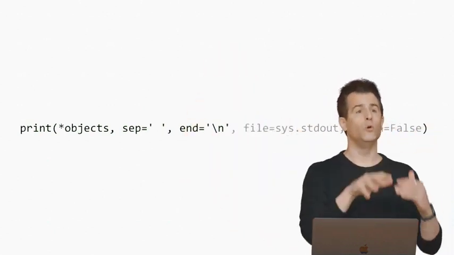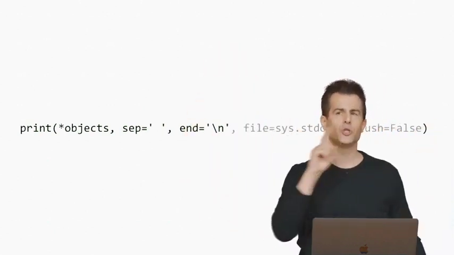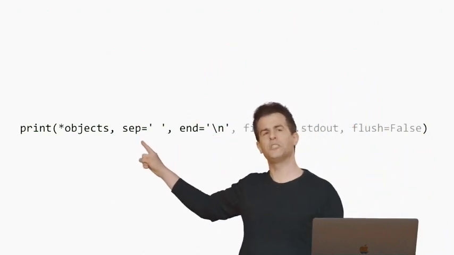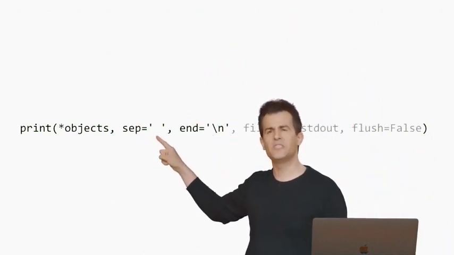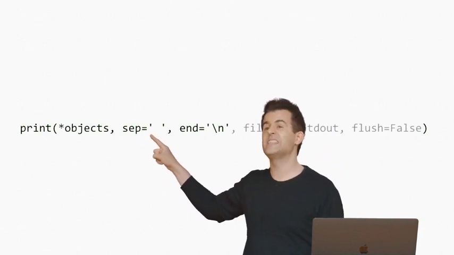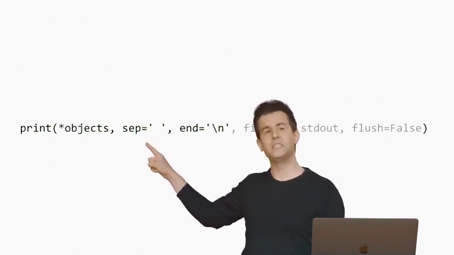You see the cursor moving to the next line. Now, by that logic, let's move backwards. Sep for separator. The default value of separator is apparently a single blank space. Well, where have we seen that?